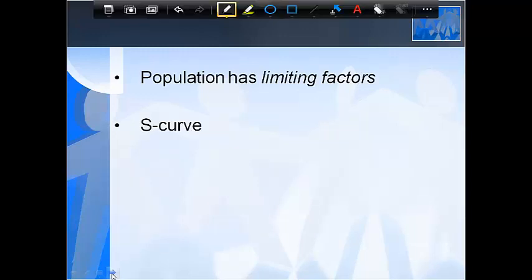In this type of environment, the population does have these limiting factors. Again, remember, these are the factors that slow down growth, and I'll talk about them in a little more detail later. When you graph it, it looks like an S curve. So I want to show you what that looks like. Again, it's not a perfect S, but that's what they call it.